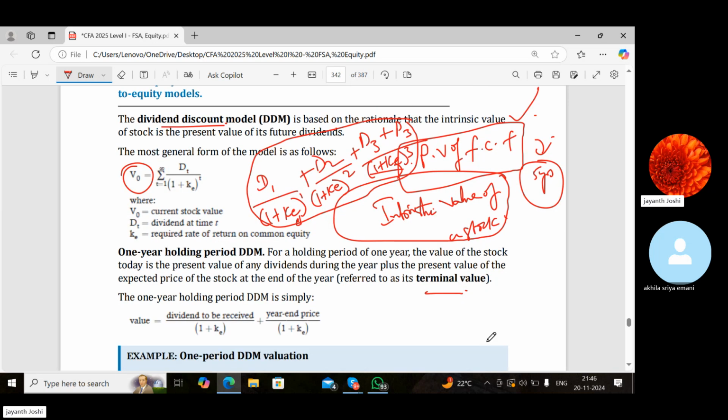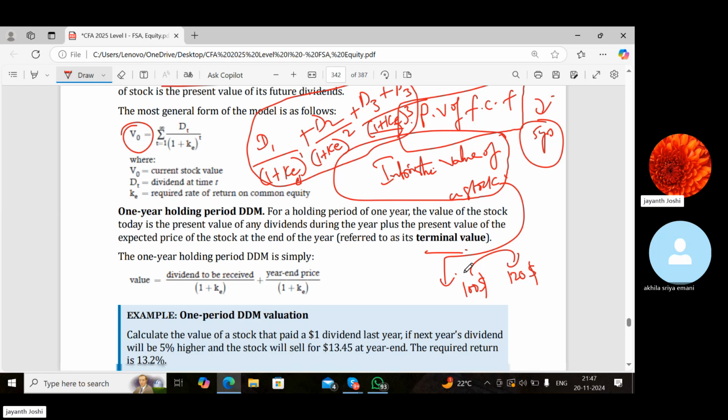Once you get the intrinsic value of a stock, you can decide what should be done, whether the stock is overvalued or undervalued, because the intrinsic value of the stock is your estimated value of a stock, and then you see in the market what the price of the stock is. Suppose the intrinsic value is $100 and in the market the stock is trading at $120. So what you have estimated is $100, while the market price is 120. So the stock is overvalued right now.